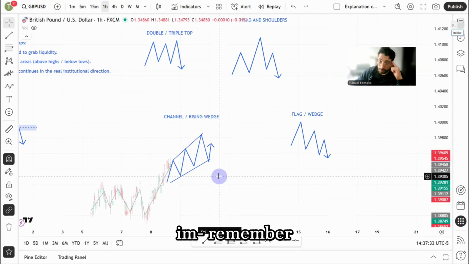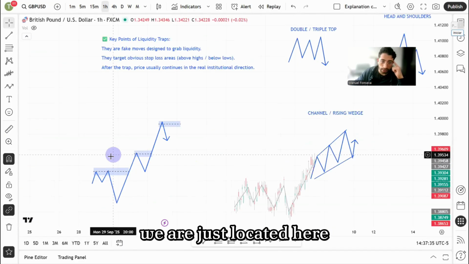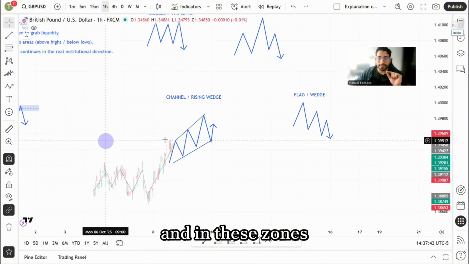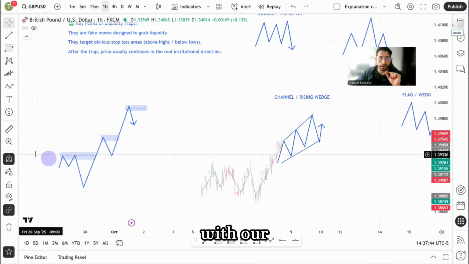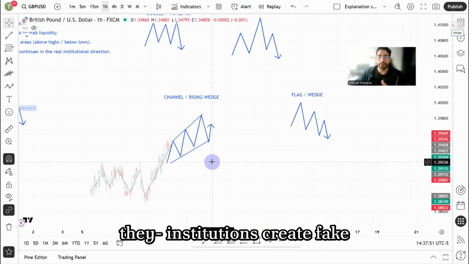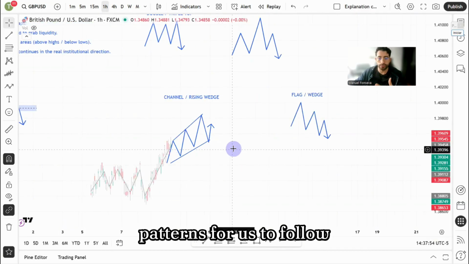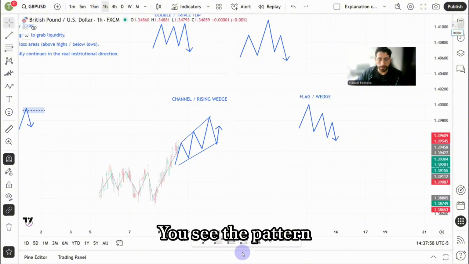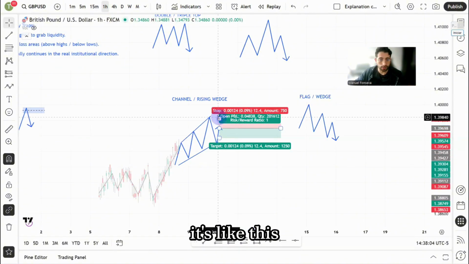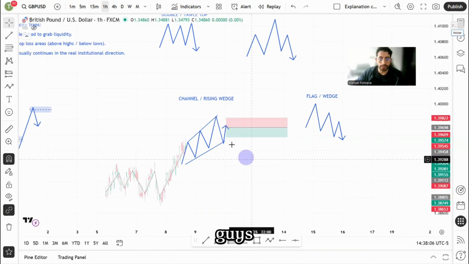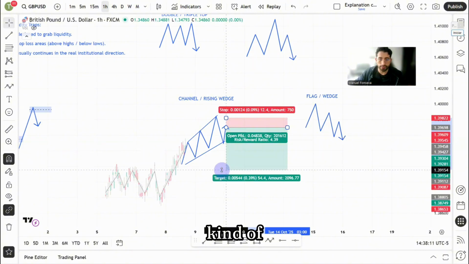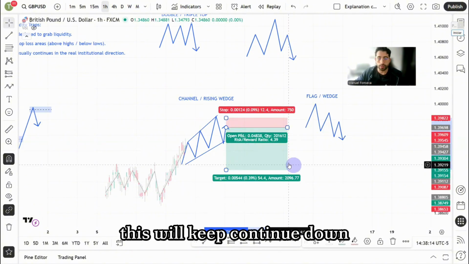Now, remember, we are located here, so it means that the institutional direction is bullish. And in these zones, where there are highs or support areas, is where the institutions create fake patterns for us to follow. And what happens after this? You see the pattern, you just put your order, because according to the pattern, it's like this. I don't use this pattern, guys, so if I'm mistaken, I'm so sorry. But you just put an order just like this, and you would say this will keep continuing down.